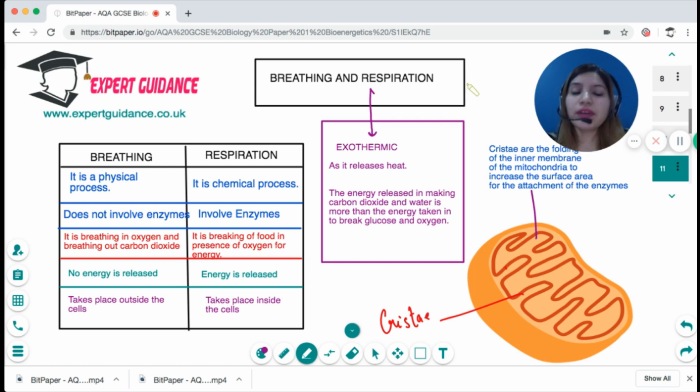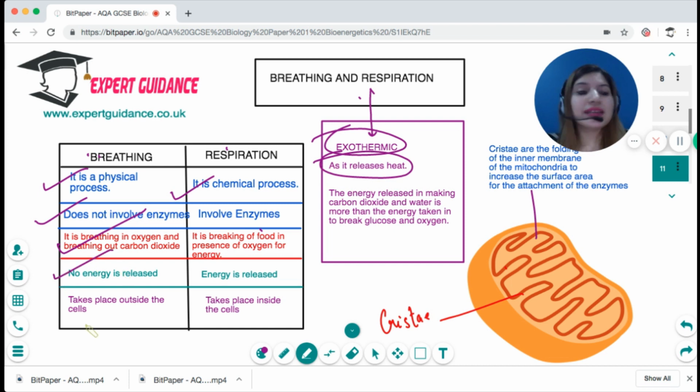Breathing involves no chemical reaction. It's just taking in oxygen and giving out carbon dioxide. Whereas respiration is using this oxygen, combining it with the product of digestion, which is glucose. So it is a reaction between glucose and oxygen to form carbon dioxide and water, whereas breathing is just taking in oxygen and giving off carbon dioxide. Breathing does not involve enzymes. Respiration does involve enzymes. Breathing is a physical process. Respiration is a chemical process. Breathing releases no energy. Respiration is an exothermic process. It releases energy. Breathing takes place outside the cell. Respiration is a reaction that takes place within the cell.